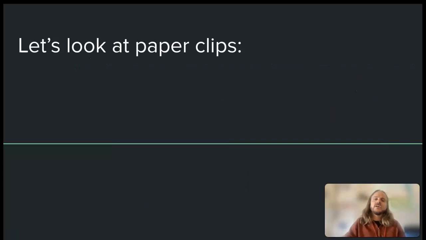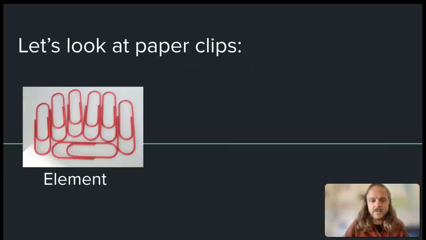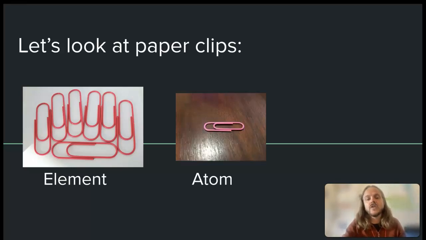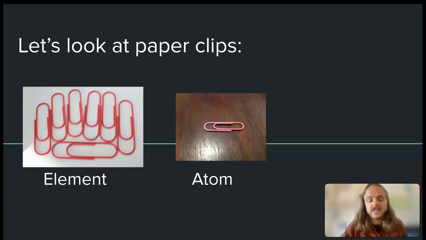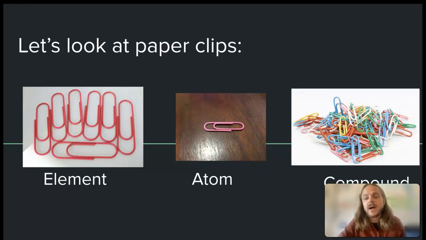Now check this out. Let's imagine that elements and atoms and compounds and all that, let's say they're paper clips, right? An element would be like a group of paper clips that are all the same thing. You've got many different ones, but they're all identical, right? If you were to pull one of those paper clips out and move it by itself, you could call that an atom. But when it's all together and bonded and touching and all like that, that's an element. Separated by itself, it's an atom. And if you combine it and bond them with other atoms, that's called a compound.